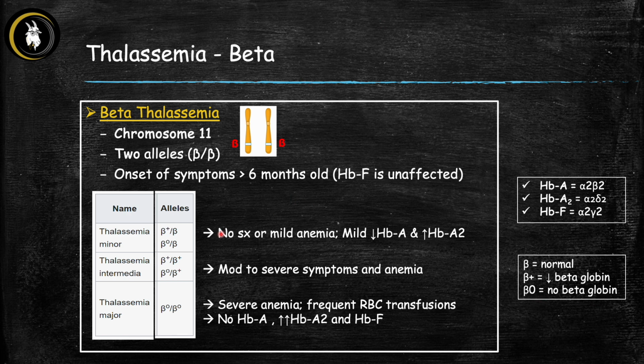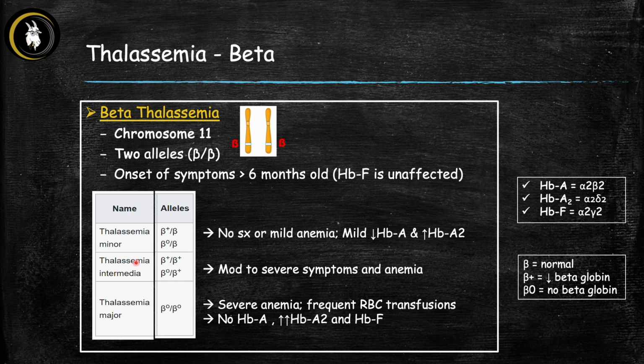Okay, so now let's look at the symptoms right here, and there are 3 disease categories. The first one is thalassemia minor, and the genotype here is going to be beta with either a beta plus or a beta 0. So either way, there's at least 1 normally functioning allele, so a decent amount of beta globin chain is still going to be made. And so this patient is going to have either no symptoms or only mild anemia. And on their hemoglobin electrophoresis, we're going to see a mild decrease in the normal hemoglobin, which is hemoglobin A, and a mild increase in hemoglobin A2 to make up for a little bit of that loss of the beta globin chains.